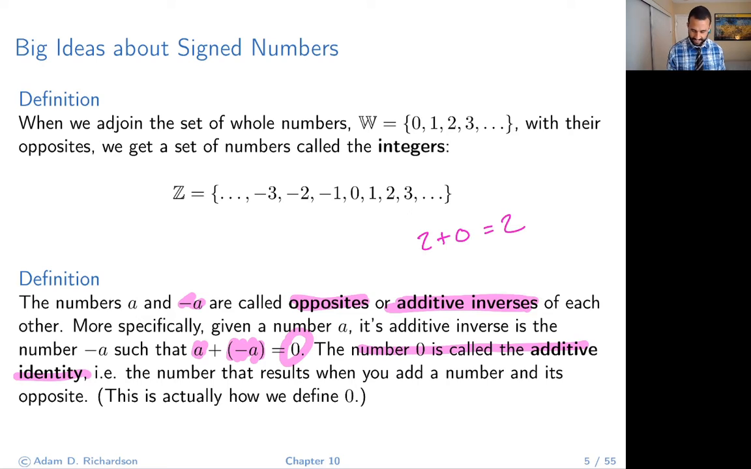So what I'm saying here is that this number 0 is the only number that behaves that way. If you take 0 and add it to anything, you just get that number back again. It's like 0 has no effect. That's why we call it the identity, because it basically identifies that same number. And this is actually how we define 0, as it turns out. We define 0 as the unique number that if you add it to any other number, you just get that number back again. So that's one of the ways we define 0.